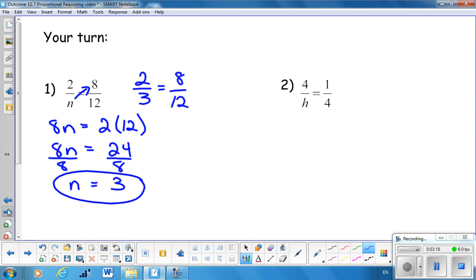Last example, multiplying across the equal sign, h times 1 is just h. Multiplying the other way, we have 4 times 4. So h is equal to 4 times 4, which is 16. Please try solving the proportions in practice number 4.